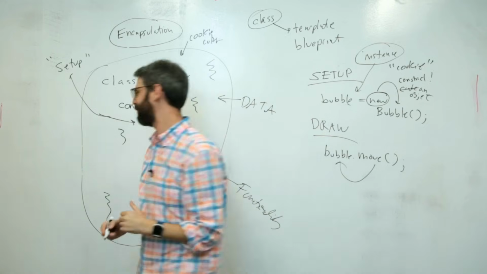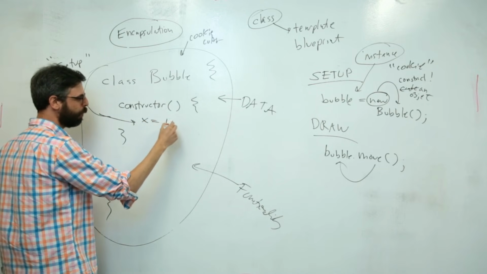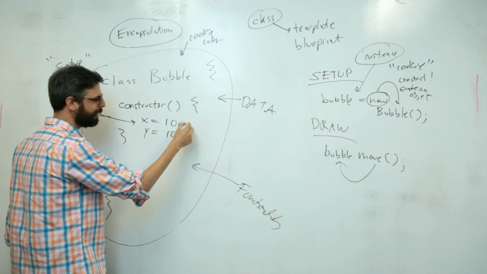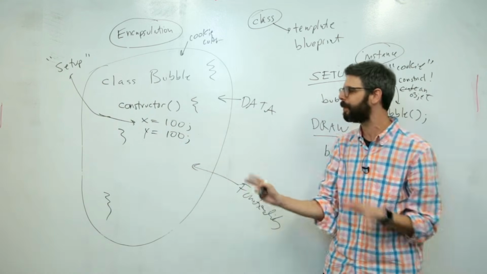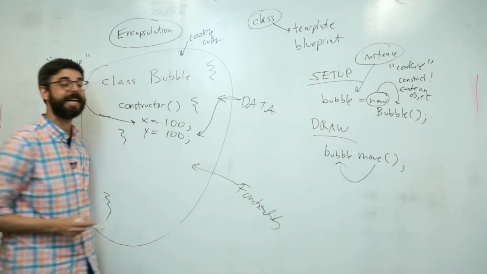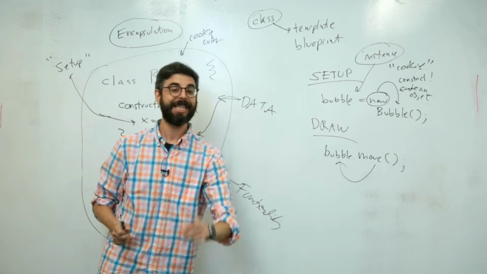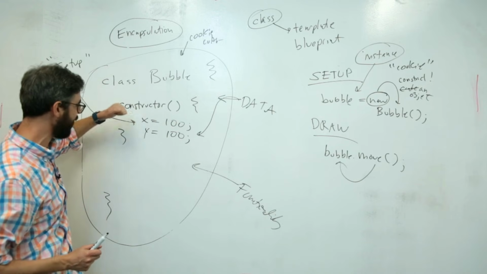And what happens? So in this case, I'm just going to say x equals 100, y equals 100. So this isn't correct yet, so don't yell at me if you know about how this works. I need to add something to this, but this is the idea. I want to declare, remember, objects are a collection of data and functionality. So this is where I say, this is all the data that has to do with this particular bubble. This particular bubble has an x and a y.